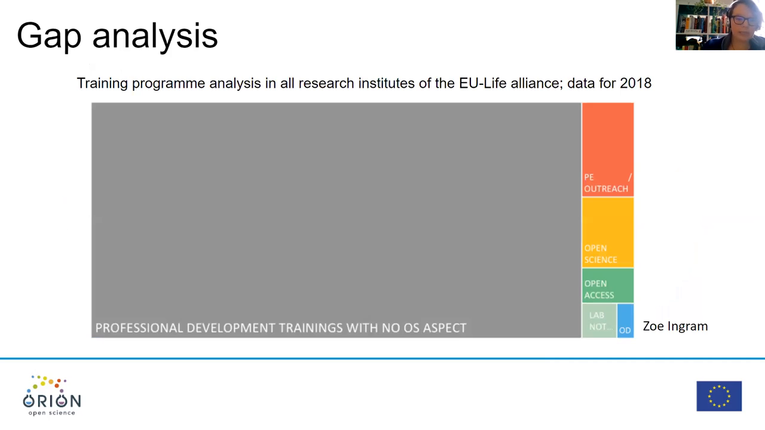Now, Zoe did an interesting gap analysis where she looked at the research institutes in the EU Life Alliance, so flagship microbiology type, life science type organizations. And she looked at what training they did and did they have any open science aspect. And as you can see from this big, massive gray box, most of them in 2018 did not. I would imagine that picture looks very different now, not least because of the efforts of a number of projects like ourselves and FIT4RRI.